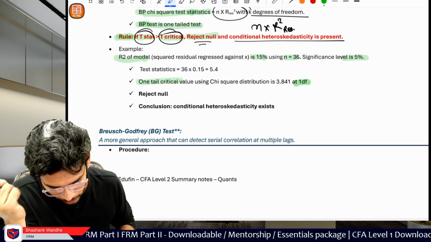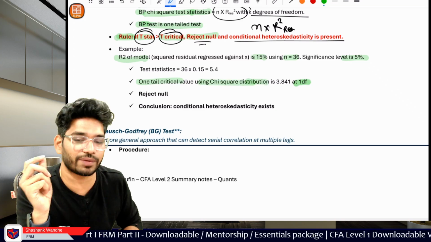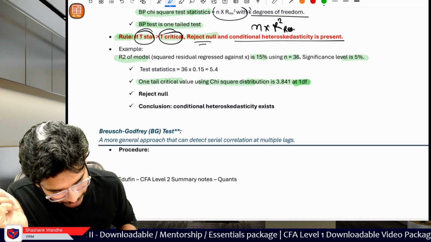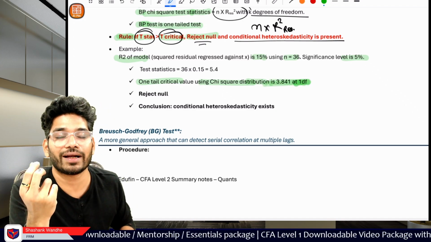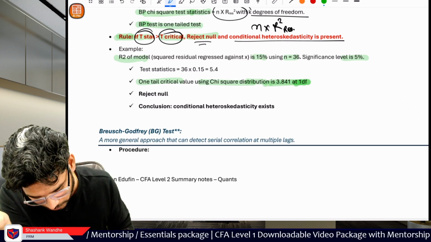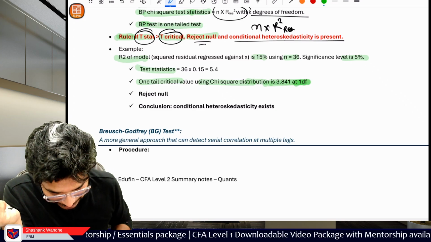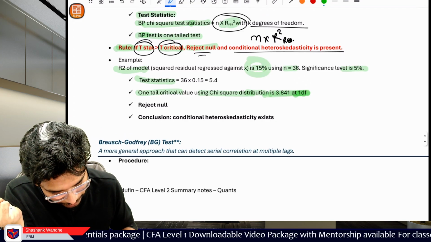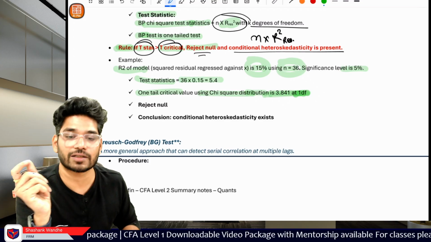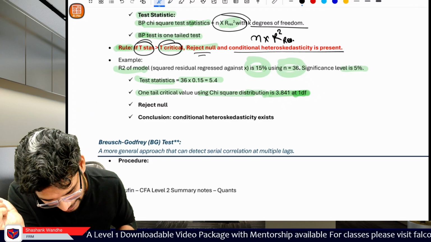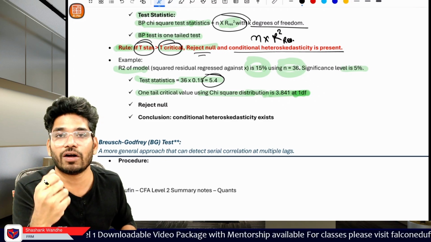So T critical value, one tail critical value using the chi-squared distribution. Remember, the BP test, the Breusch-Pagan test, uses the chi-squared distribution. Here, the T critical value is 3.841. It will be given. Okay, you can't do the calculation. And T statistics is calculated as n into R square. R square is given here, n is equal to 36. 36 multiplied by 0.15. You will get test statistic, or T stat, equal to 5.4.